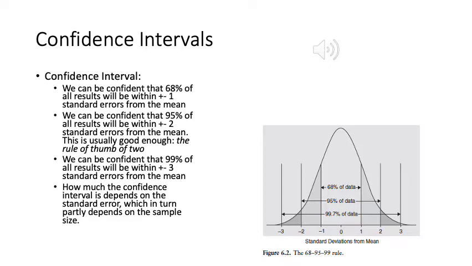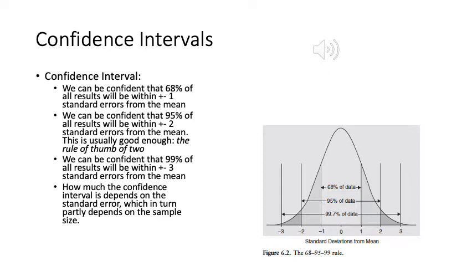But 68% generally is not good enough because 32% of the data is outside of the range. If we go plus minus 2 standard errors from the mean, then we get 95% of all data within that confidence interval. So 95% of all results, as you can see on the bell curve, would be within those 2 standard errors. We call that the rule of thumb of 2. Usually that's good enough for researchers.